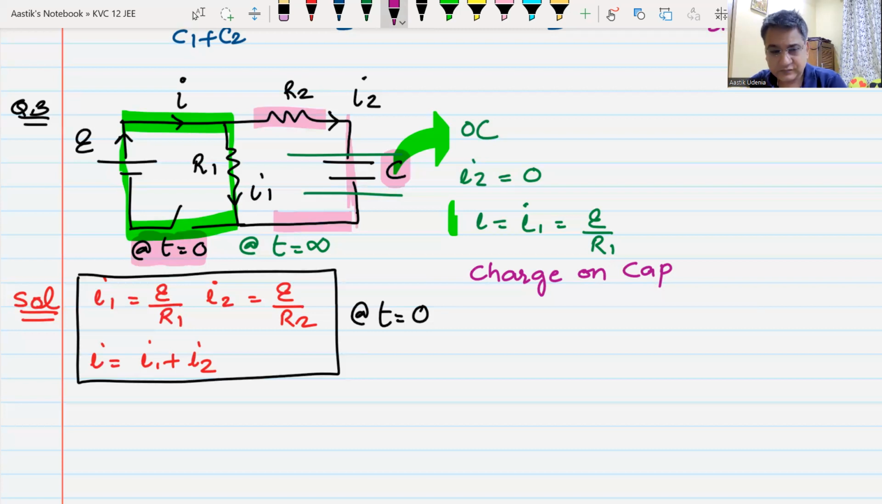After a long time, what happens? Open circuit, sir. The capacitor reaches a steady state and the branch of the capacitor becomes open. You have to find the charge on the capacitor. That means you have to find the steady state charge on the capacitor. When anyone asks you the charge on the capacitor, it always means the steady state charge on the capacitor.